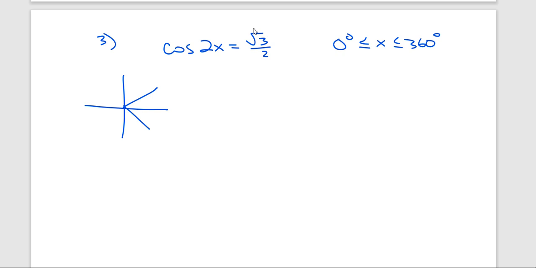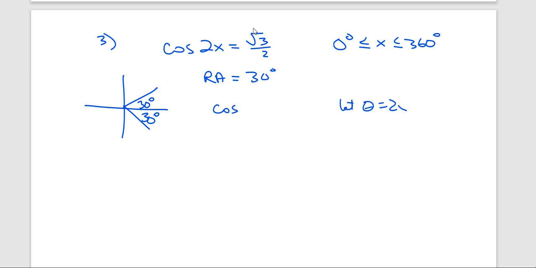What angle has a cosine of root 3 over 2? So that is going to be 30 degrees. So my related angle is going to be 30 degrees. So I have a 30 degrees here, and I have a 30 degrees here. Think of the 2x as a theta. So really what I'm doing is solving here, that's right over here.